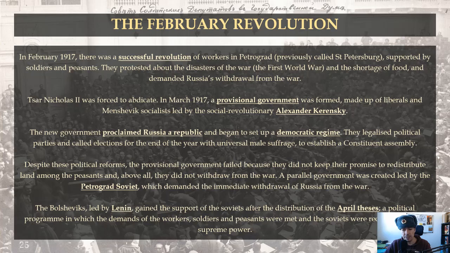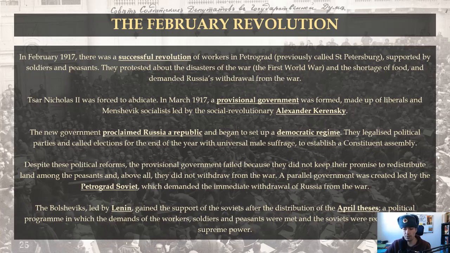But despite these political reforms, this provisional government failed for many reasons. But the most important reason was that they continued the war. They didn't want to withdraw from the First World War, despite being crushed by the Germans and the Central Powers in every part of the front. And what happened was that a parallel government was formed, led by the Soviets, and specifically by the Petrograd Soviet.